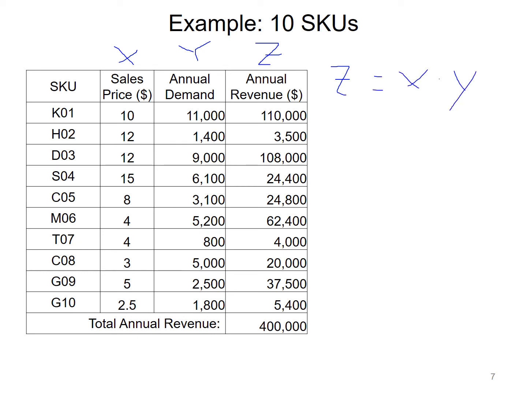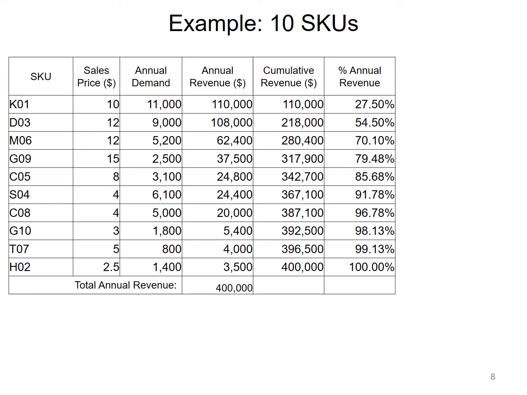Once we have the annual revenues column calculated, we then need to sort our SKUs by decreasing annual revenue value, so that the values are decreasing. So in this table, we now have all of the annual revenues calculated, which was my Z column in the previous slide. It turns out if we sum up all of the revenues for all the SKUs, it's going to be 400,000 for the entire year for all of the SKUs combined.